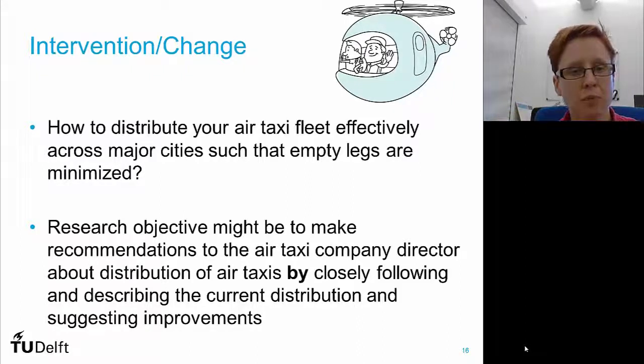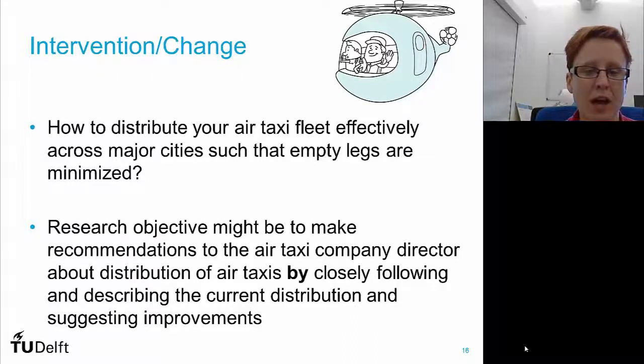So in the intervention and change, you start looking at what if we change something, what would happen? So how to distribute your air taxi fleet effectively across major cities. So there's an air taxi that flies people who are willing to pay too much money for a single flight. How do you make sure that you don't fly empty? Because that's effectively a loss of money.